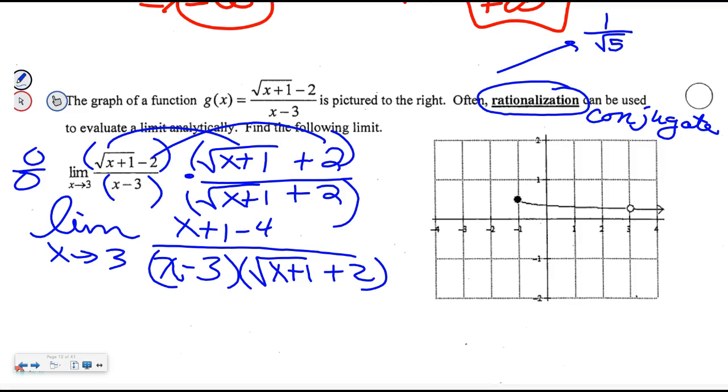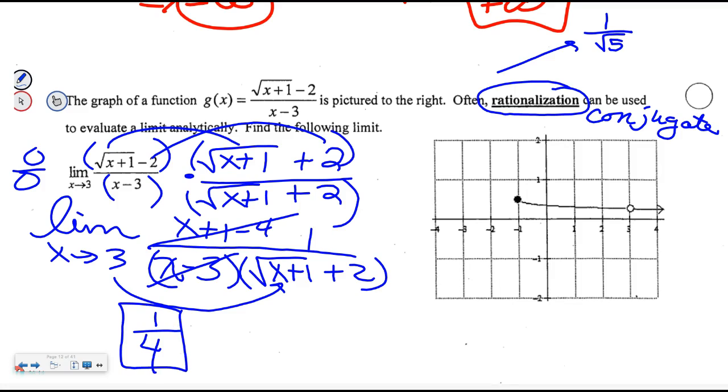Now that I've found the issue, and it's on the top and the bottom, there's a hole. What do I do with the issue in this scenario? Cancel it off. So I'm not going to rewrite that as x minus 3. I'm fine with you going like this and going like this. Now what will you do? Plug it in. So I'm going to plug this in. I'll get 1 over root 4 plus 2, 1 over 2 plus 2, a fourth. What does that 1/4 mean? It's the y value of the location of the hole.